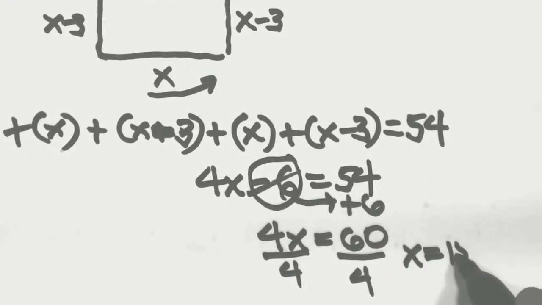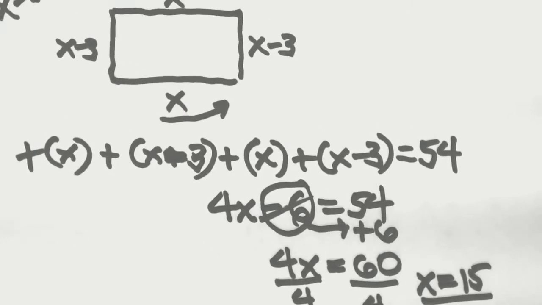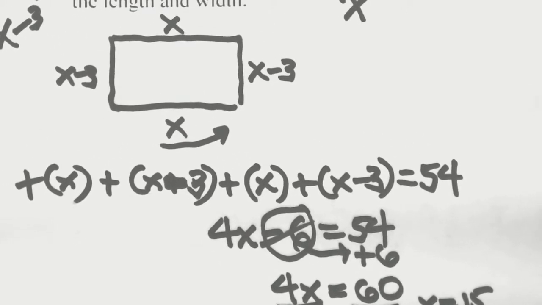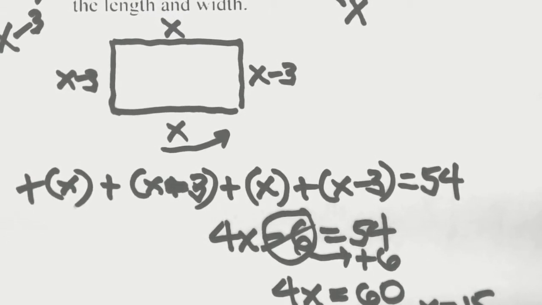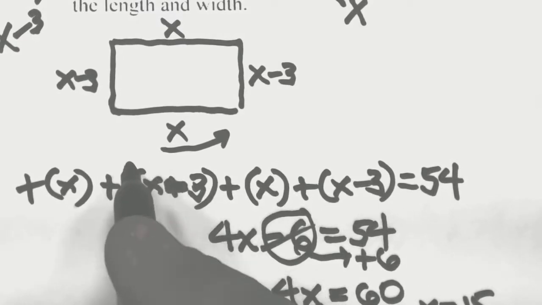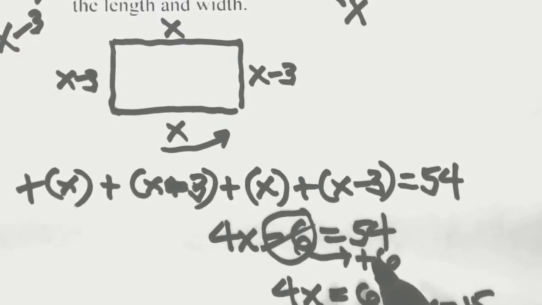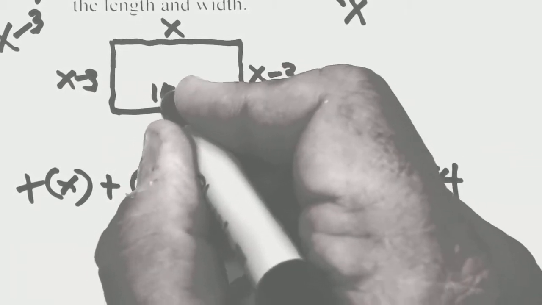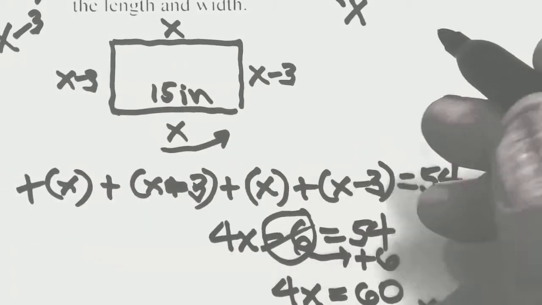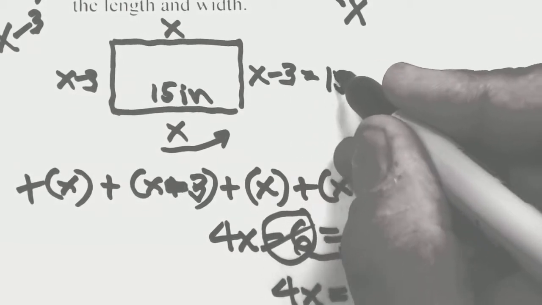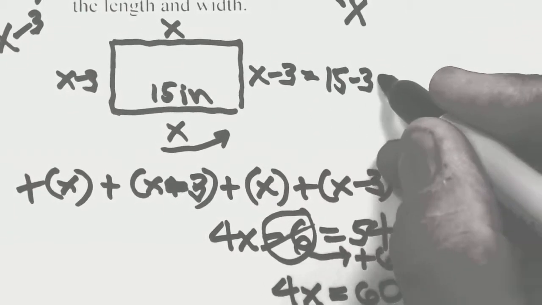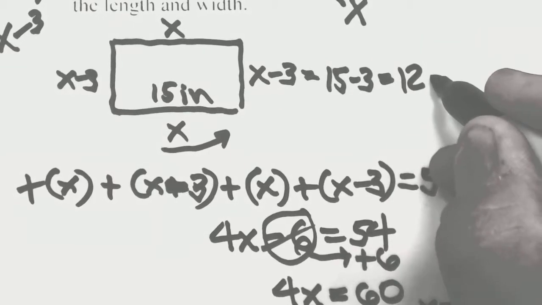Now, that's going to allow us to go back and get what our sides are. Where can you put this information? Well, one thing you can do is just label it right up here on that generic rectangle that we made. For instance, the length here is 15. Remember, our x is 15, so this is just 15 inches. And the width here is going to be the x value minus 3, so 15 minus 3 equals 12 inches.